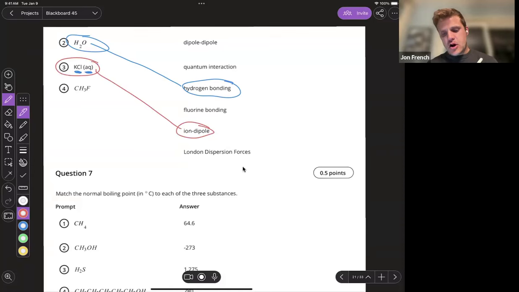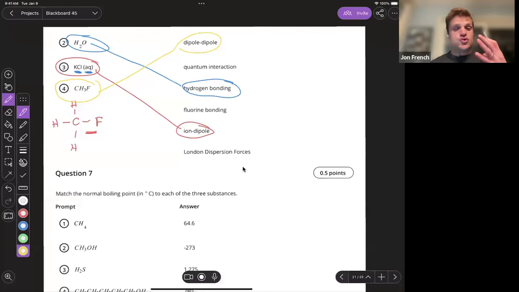And then here I've got a carbon-fluorine bond. We know fluorine is the most electronegative, so that's going to be a polar bond. So we're going to have the opportunity to have dipole-dipole intermolecular forces as our strongest intermolecular force in question 6.